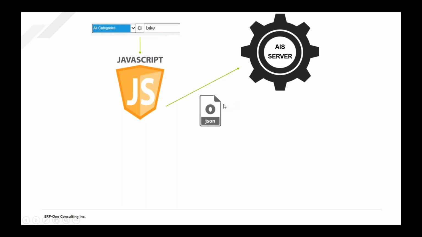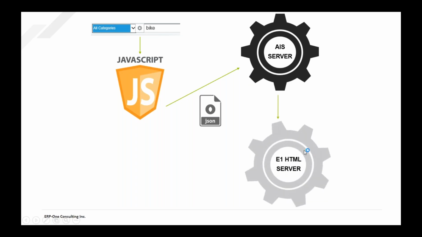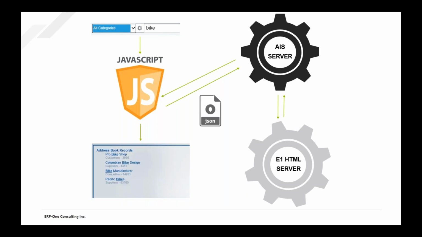Just as a side note, the token is included in that, which we've already gotten because we're logged into JD Edwards. The AIS server in turn makes a call to the HTML server to do the data services, to return its data, which then is returned back to the AIS server, and then returned back to your JavaScript. From there, the JavaScript in turn displays your data on the screen.